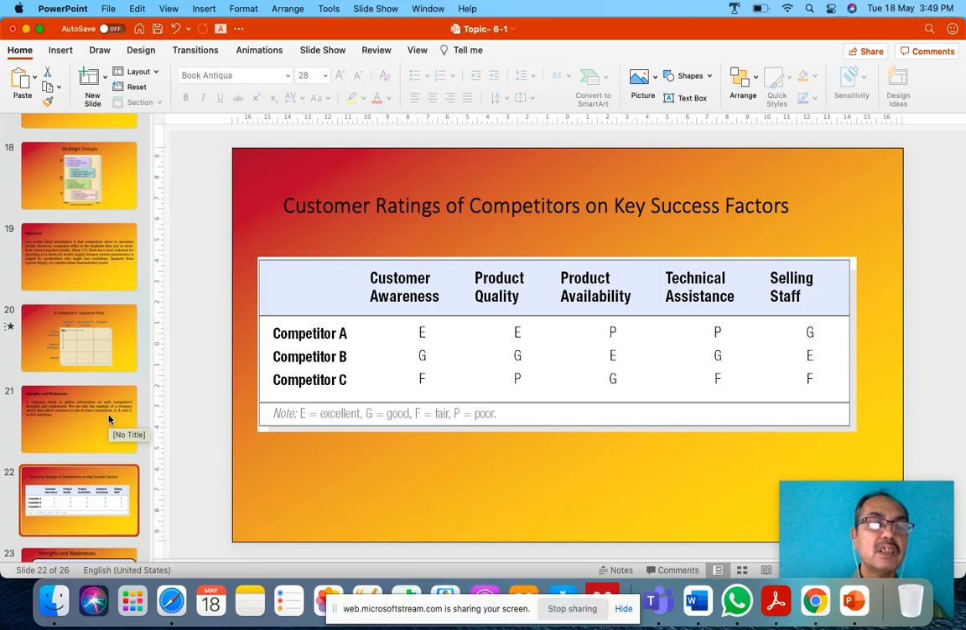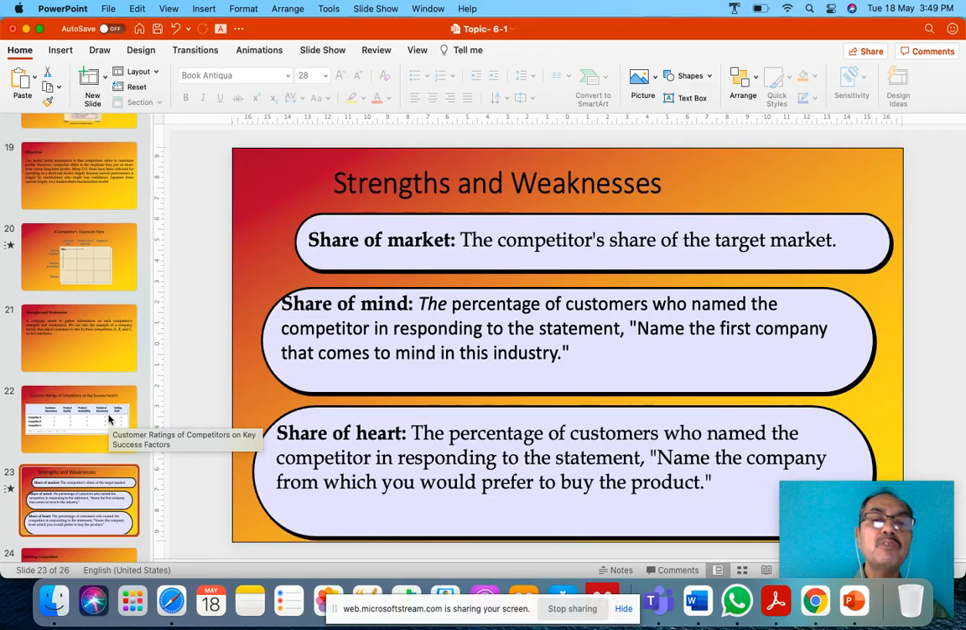Based on these we can understand the strengths and weaknesses of the competitors. We can also understand based on the share of market, share of mind, and share of heart. The share of market is basically the actual market share in the targeted market, and share of mind is the percentage of customers who named the competitor in responding to the statement: name the first company that comes to mind in this industry.